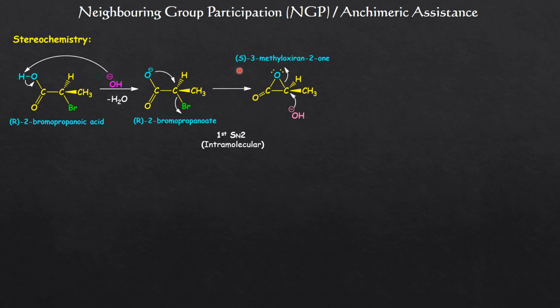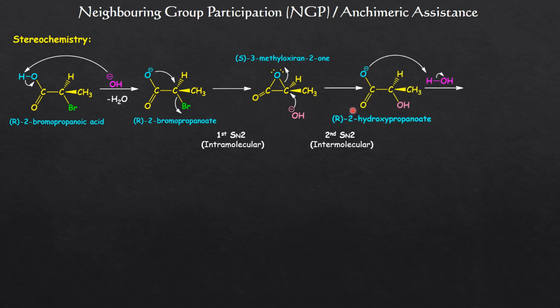So now just look at the configuration. It is inverted from R to S. In the next step, the external nucleophile hydroxide ion will attack the same carbon from the backside of the C-O bond to carry out the second intermolecular SN2 reaction. Finally, in step 4, the negatively charged oxygen will abstract the proton to give the final product. Now again, look at the configuration. Again, it is inverted from S to R. So overall, if we look at the configuration of the starting material and the product, both have R configuration. So it is clear that there is retention of the configuration.